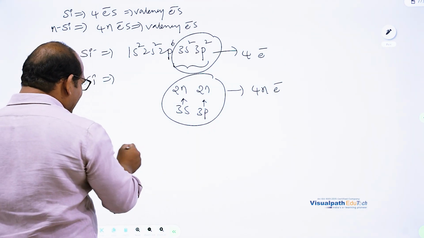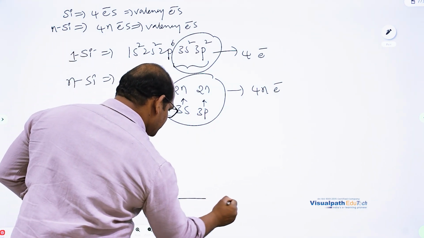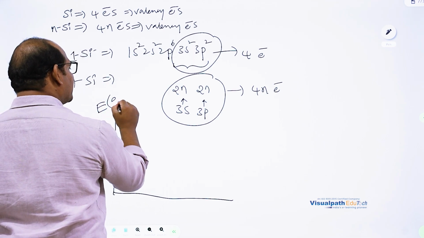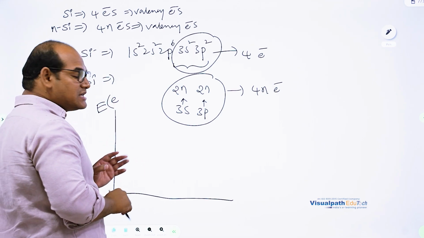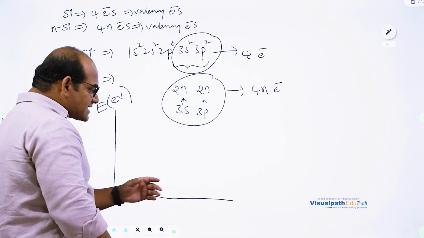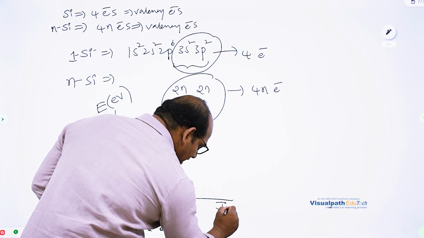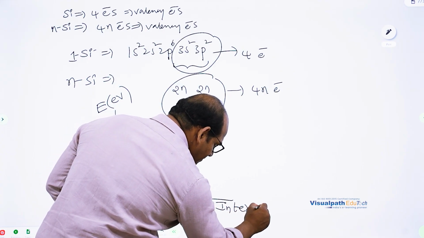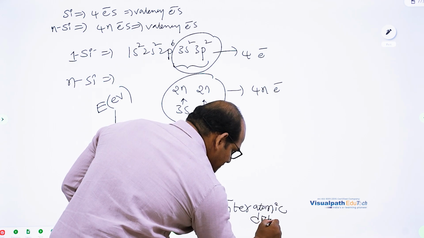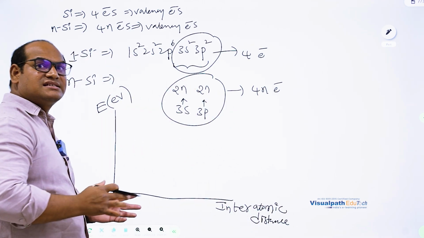When you take the diagram in such a way that on the y-axis I am taking energy, carefully you see here I am not writing the units of the energy like joules. I am writing the units of the energy as electron volts. And on the x-axis we need to take interatomic distance. What is the meaning of this? The distance between two adjacent atoms.